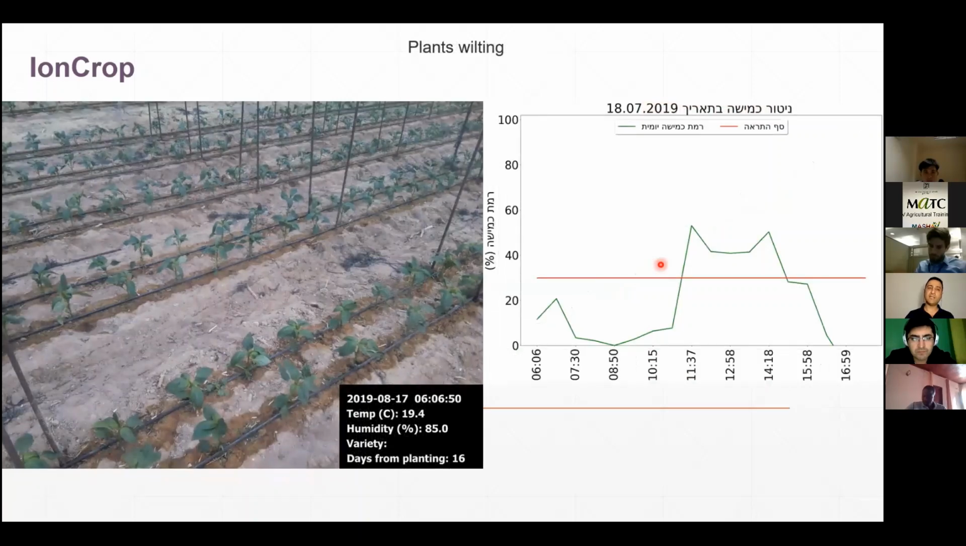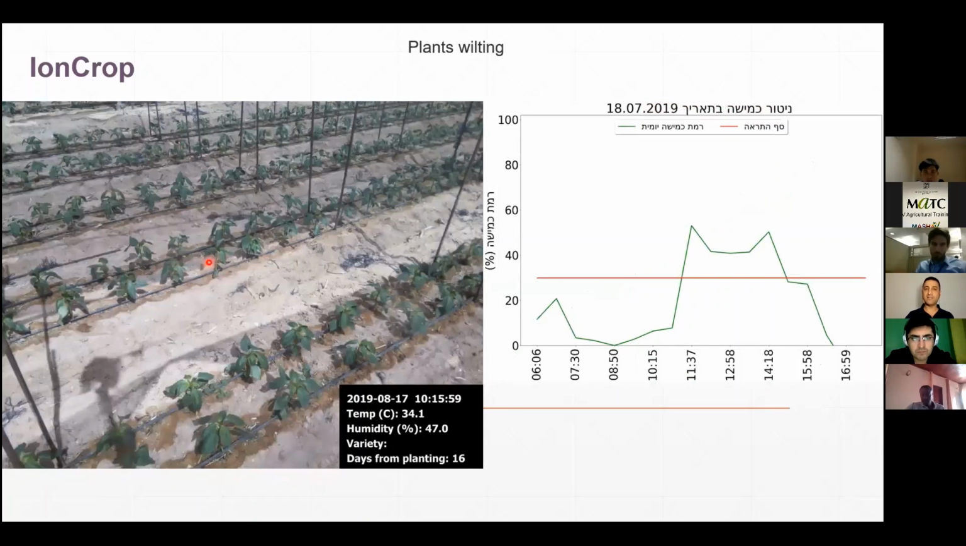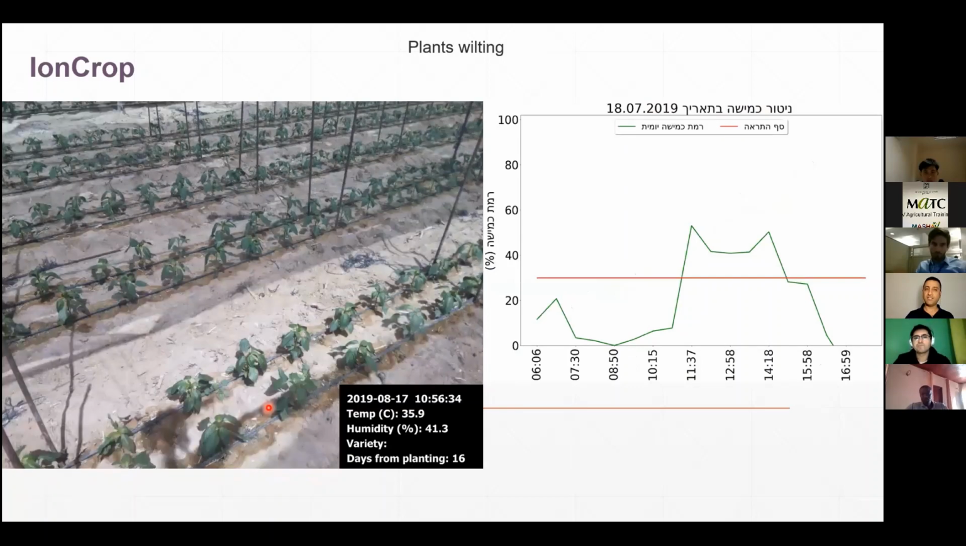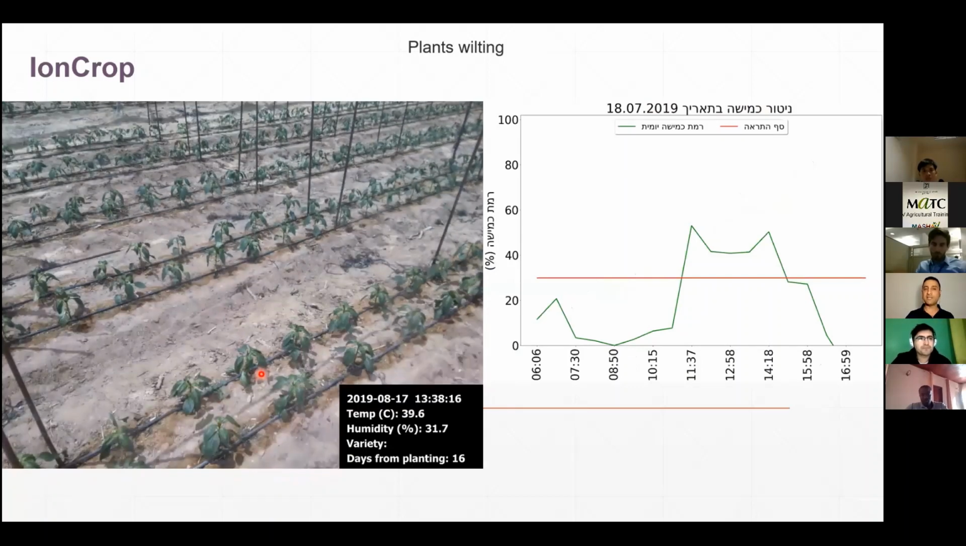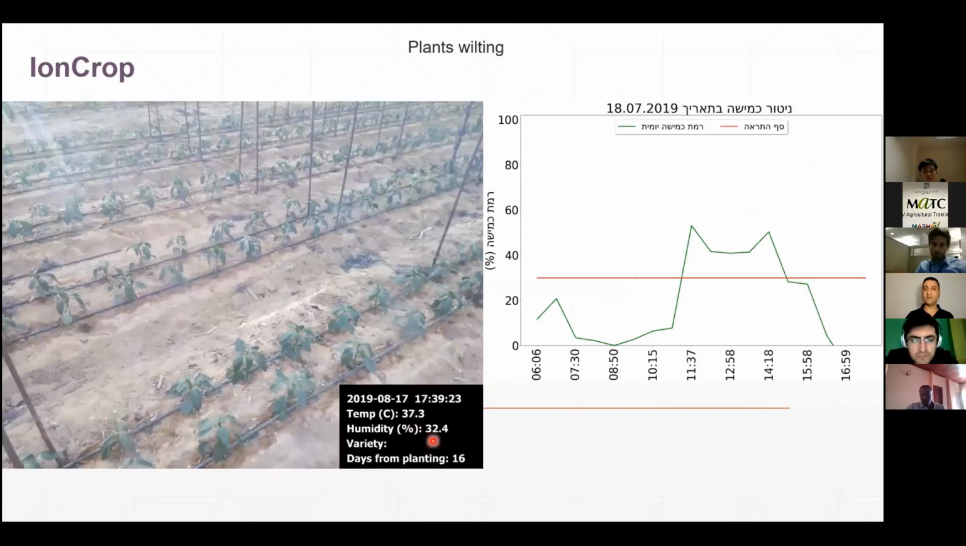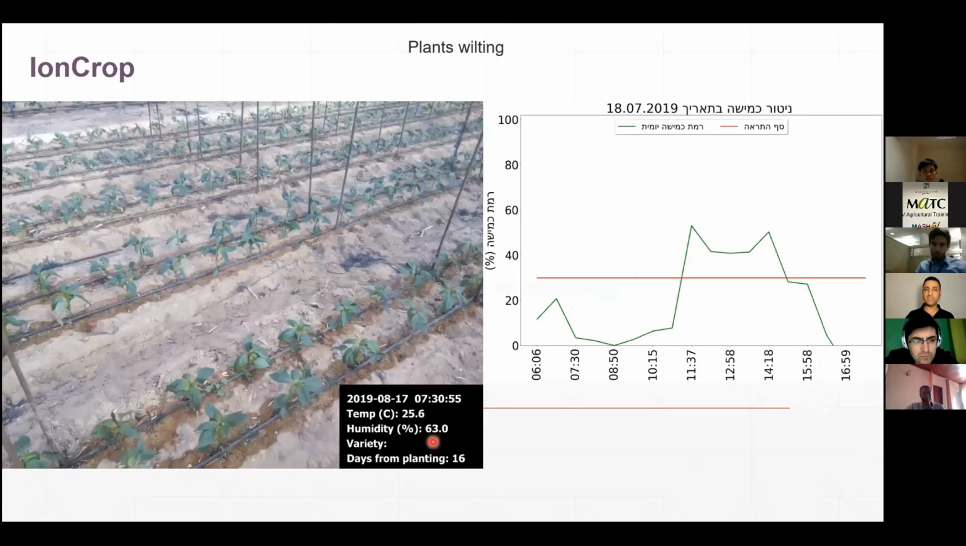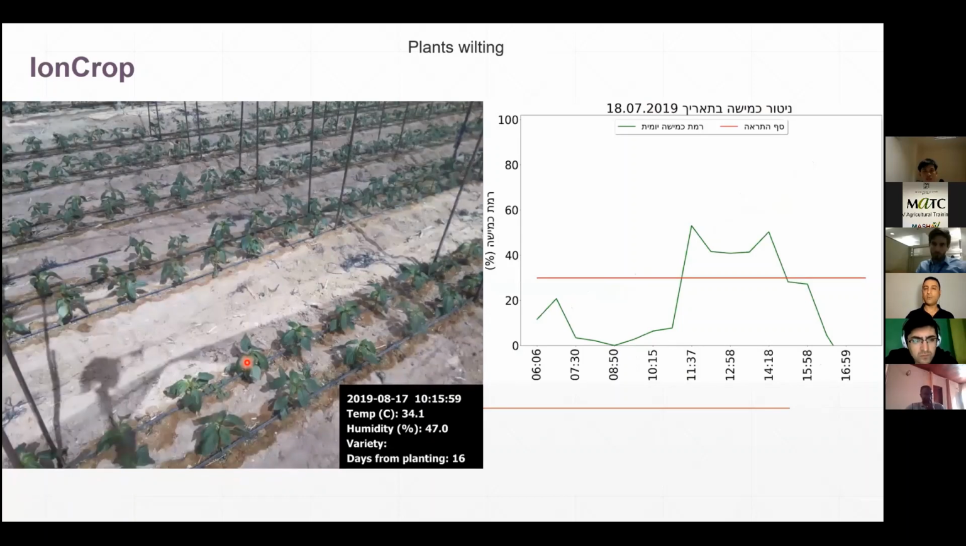Okay, another thing is about the wilting. This is photos from the same day. You can see that at noon time, when it becomes 40 Celsius degrees in the greenhouse and the relative humidity is below 40, like here, the plant is wilting.